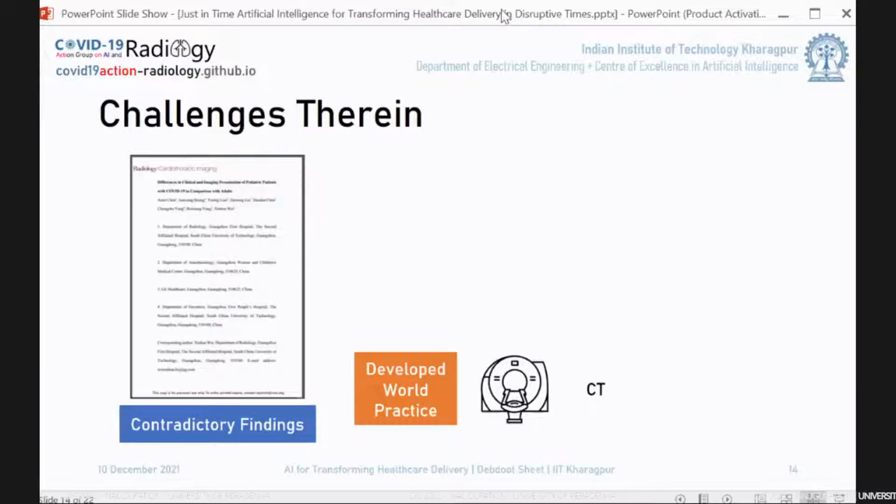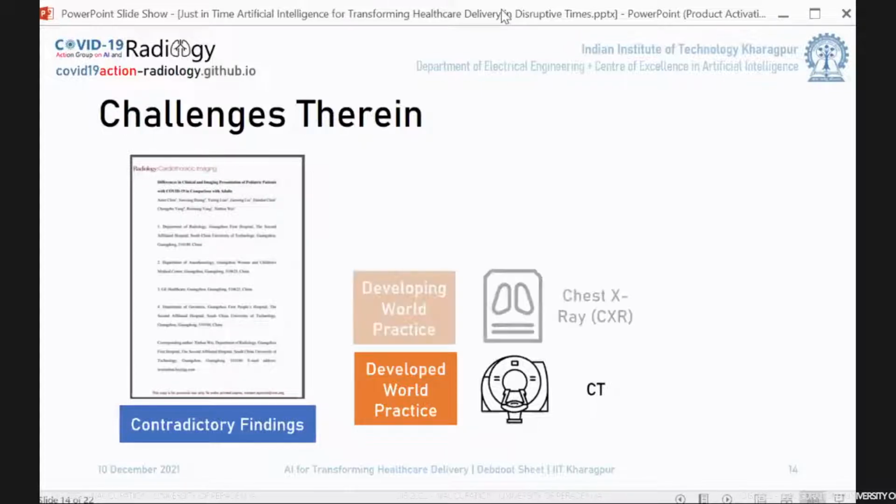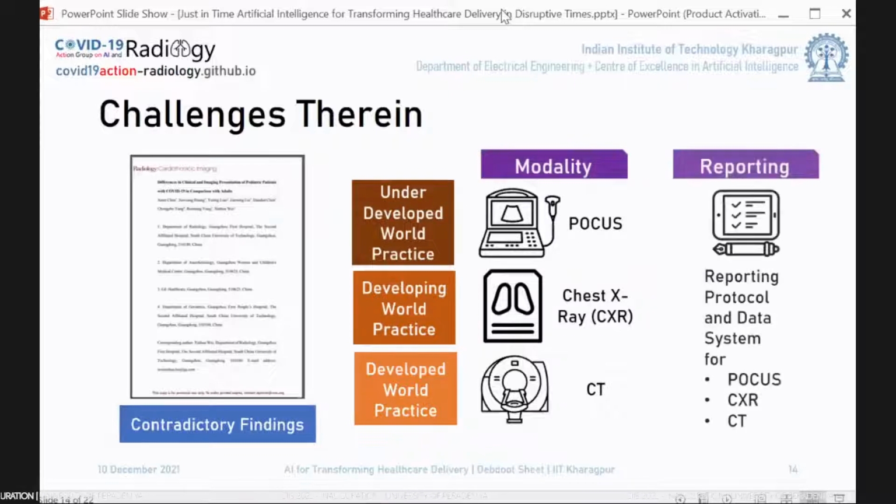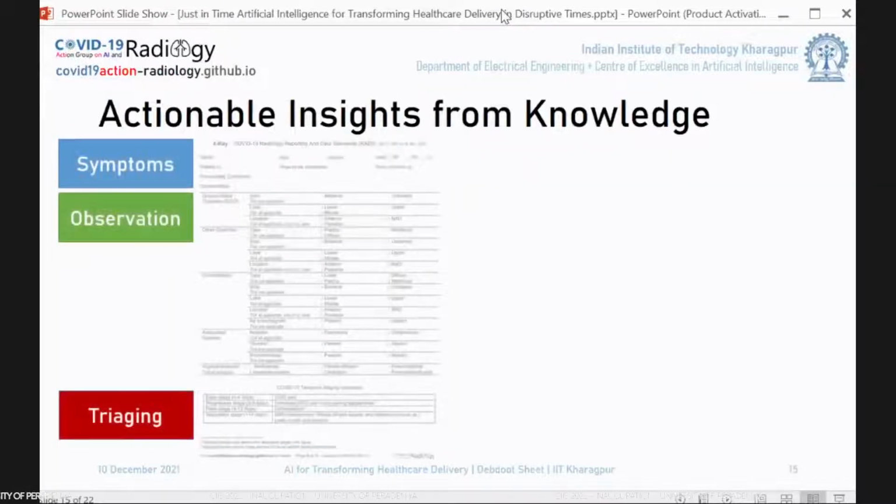On top of it, there is the question of what kind of images we use in order to make this decision. The developed world was looking at using CTs. The developing world was looking at using X-rays. The underdeveloped world was looking at using point of care ultrasound, because that's what's predominantly available. You don't just have everything available everywhere. So there was one challenge in terms of modality. There was definitely the other challenge in terms of creating this common paradigm of reporting, or the RADS, so that the data can be brought up in a common format itself.